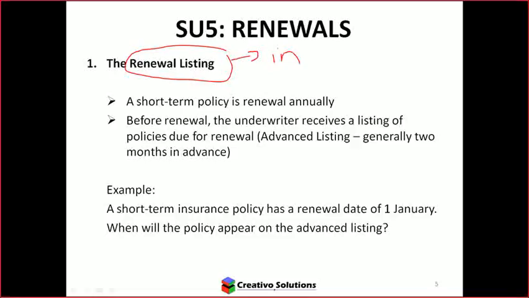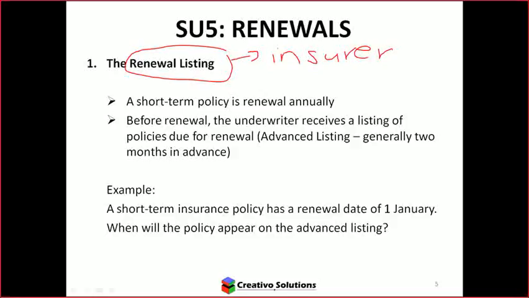The renewal listing. You're right. Why does the insurer have to look at the renewal listing? Maybe there's changes. Okay, almost. It's underwriting. Okay, because what did we say the insurer is focused on? Reducing risk as much as possible.